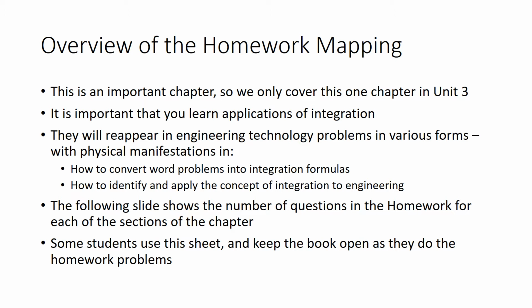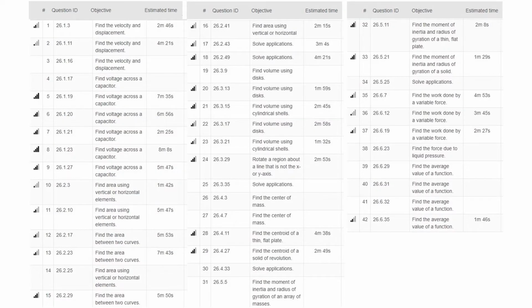So if you look at the next slide here, you can see that there's about 42 homework problems that I need you to work on for Unit 3. All of them are in Chapter 26. You can see that they're spread out amongst the sections. We do spend a little bit more time on Section 1 to make sure that you have a few examples under your belt. But as you can see, there's a wide variety of engineering technology examples to see how you'd use integration in the real world.